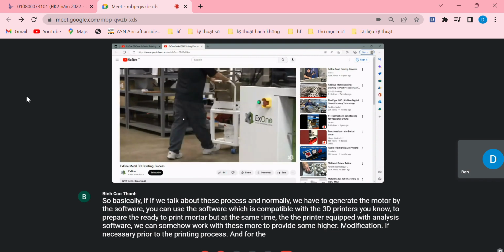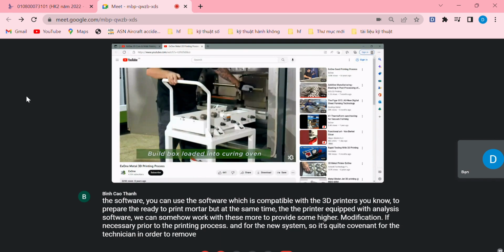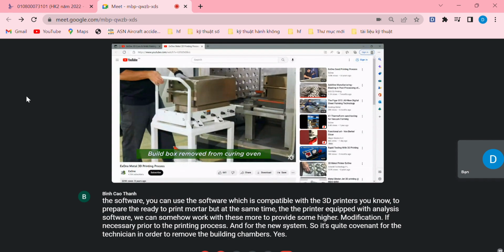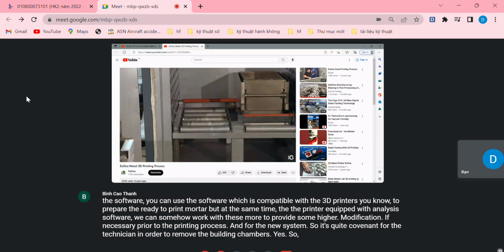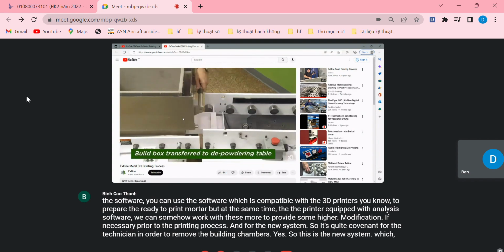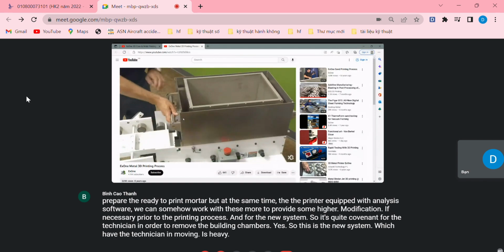And for the new system, it is quite convenient for the technician in order to remove the building chambers. So this is the new system, which helps the technician in moving these heavy parts.